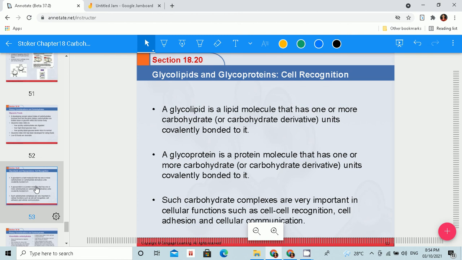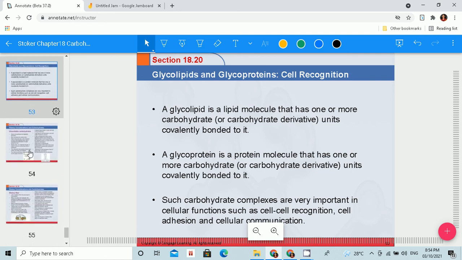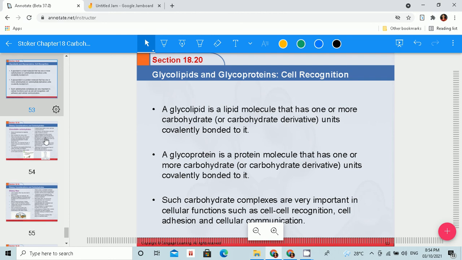Okay, then we also have glycoprotein. Glycoprotein is from glucose, from carbohydrate, and then we have protein. Such carbohydrate complexes are very important in cellular functions such as cell to cell recognition, cell adhesion, and cellular communication. So the glycoproteins and the glycolipids are very important.